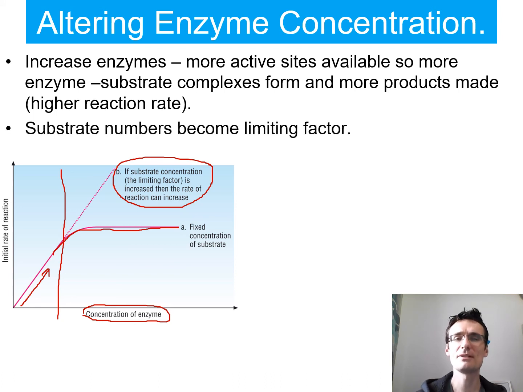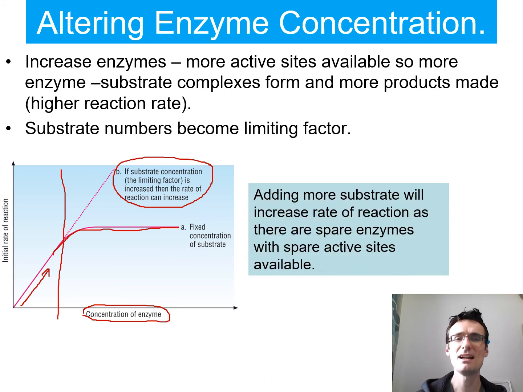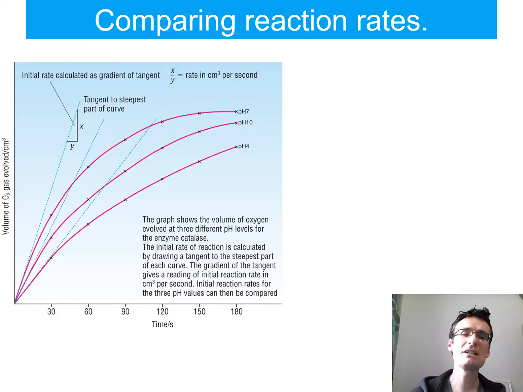But the substrate numbers become a limiting factor, and adding more substrate will increase the rate of reaction as there are spare enzymes with spare active sites available. Now, when we compare reactions, what you might want to do is look at rates of reaction and actually calculate them. So what we actually do when we calculate rates of reaction is we calculate the initial rate of reaction at its fastest point, and you calculate the gradient.